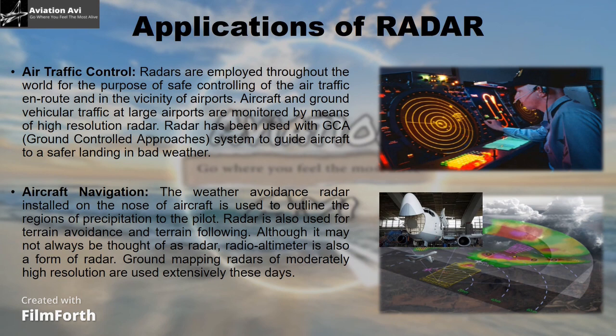The air traffic control in aviation uses radar to safely control the air traffic en route and in the vicinity of the airport. The radar is used to control aircraft on ground and also control vehicular traffic at major airports by means of high-resolution radar. By means of this radar, the air traffic controller can see the position of their aircraft, and also in different kinds of display they can see the position of the vehicle and the aircraft on ground, and have strict monitoring over them in order to ensure safety compliance and prevent any accident or incident.